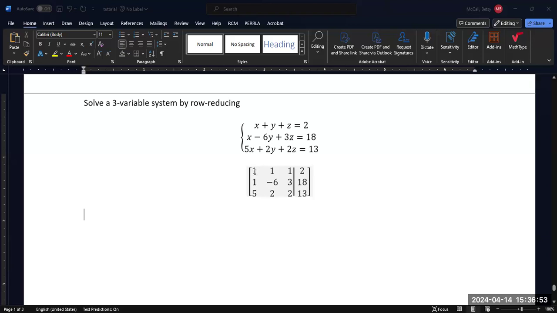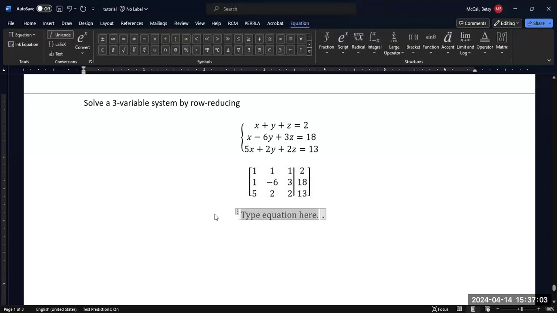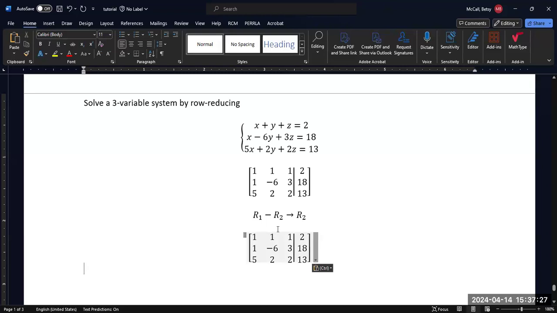Now, let's start. We have the 1 already up here, so we're going to use the 1 to get rid of the 1 underneath it. So the row operation I'm going to apply is going to be row 1 minus row 2 is equal to, we're going to put it back into row 2. And I'm going to save myself some typing. I'm going to copy my matrix.